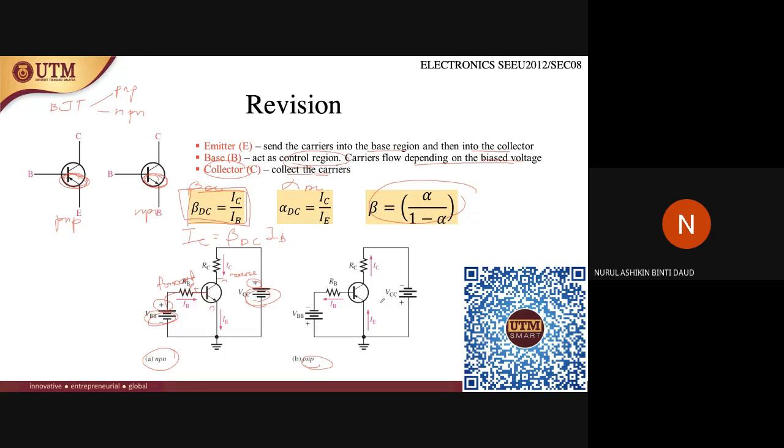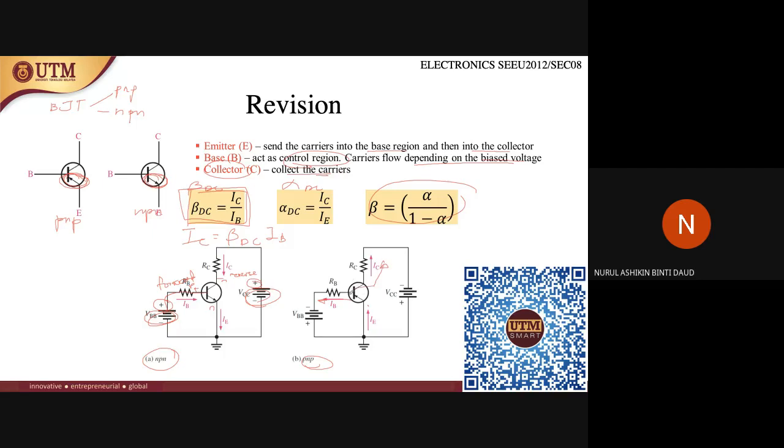All right. So for the PNP transistor type, the emitter current will flow from the emitter, and some of the current will flow to the base, and most of the current will flow to the collector.